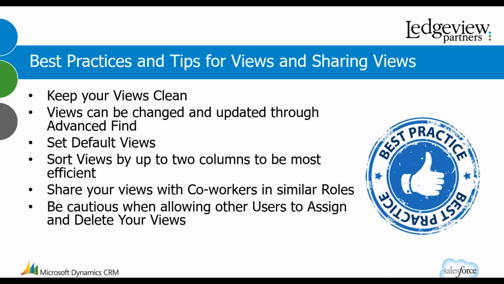And then when setting up your views in the columns, you can sort views by up to 2 columns. So if you know when you're looking at opportunities, you always want to look at the opportunities that have the closest close date, estimated close date, and the ones with the highest volume. You can set that sorting criteria when you're in the advanced find.